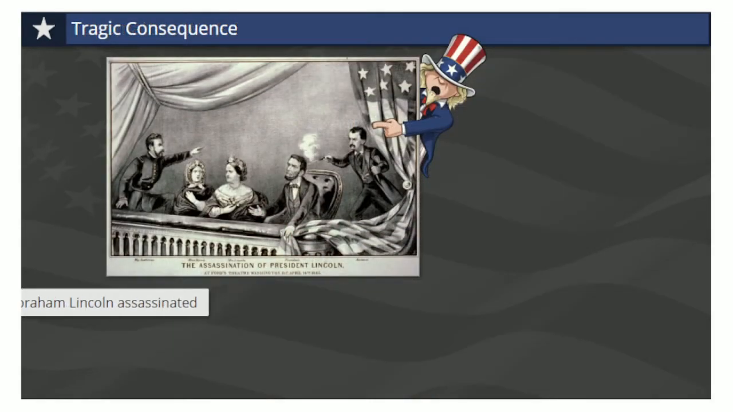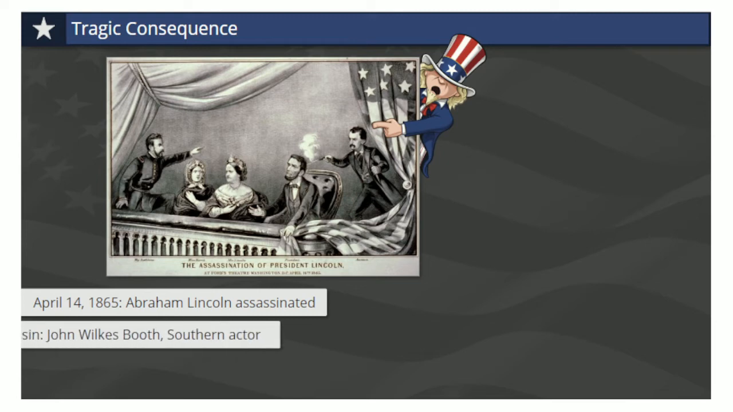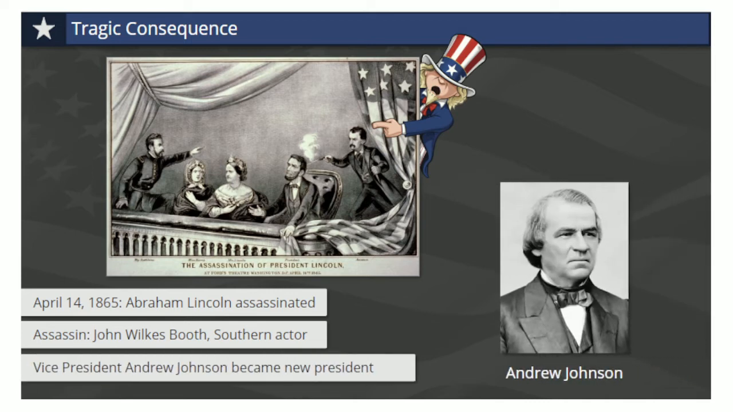5 days later, on April 14th, one of the most unexpected and devastating consequences of the Civil War occurred. President Lincoln was assassinated, shot in the back of the head while holding his wife's hand watching a play. The assassin, John Wilkes Booth, was a Southern actor angered over the Confederacy's loss. Lincoln's death made Andrew Johnson, his vice president, the new president. The United States would need to find its way through the post-war years without Lincoln's vision for the future.